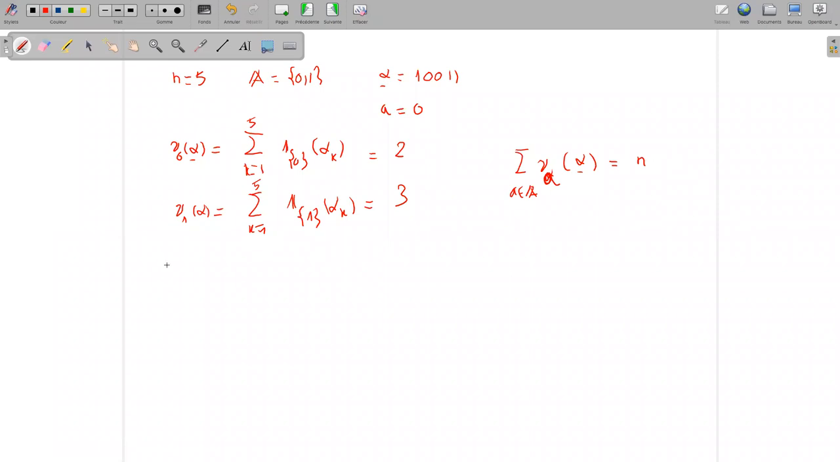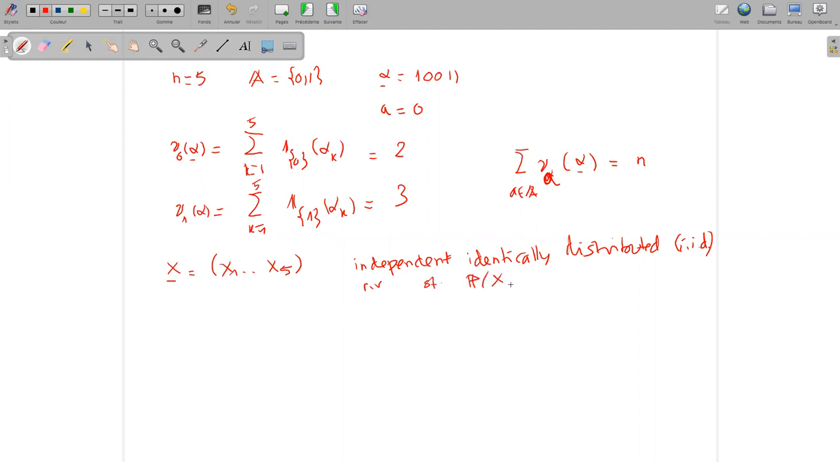Now, if I take a random variable X, five letters, so X1 up to X5, and these random variables X1 to X5 are independent and identically distributed. So this will arrive very often in my talk from here. So I have the abbreviation IID, meaning independent and identically distributed random variables. And again, I use the abbreviation RV for random variables. Such that the probability of X_k equal to a is just P(a).